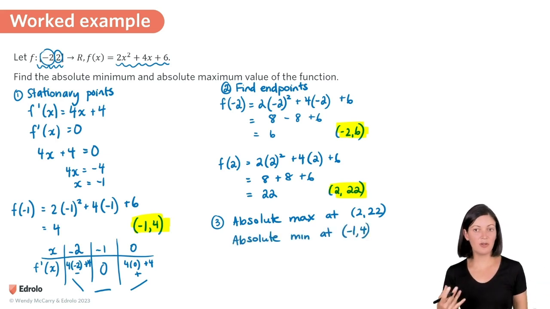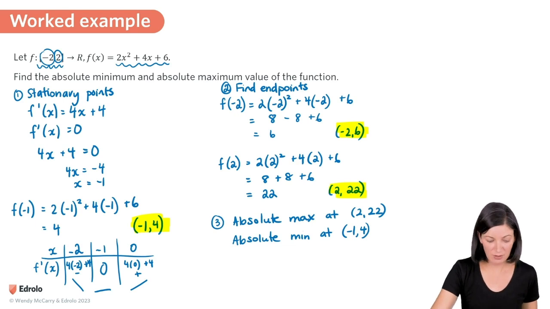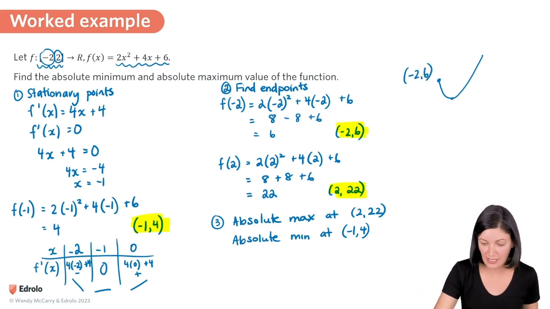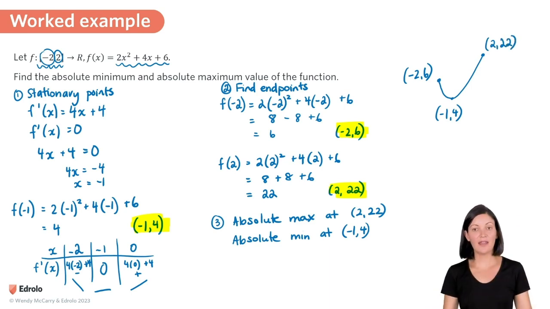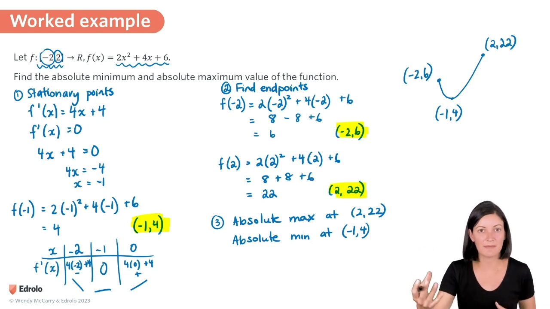Okay, and if we thought about the shape of this graph, which we should sort of always do, we would have something like this, where my first endpoint would be at (-2, 6). Here's my stationary point at (-1, 4). And then here's my maximum, my absolute max at (2, 22). Okay, and that's sort of the shape of the graph, so you can see clearly there where your absolute maximum and minimum values are.